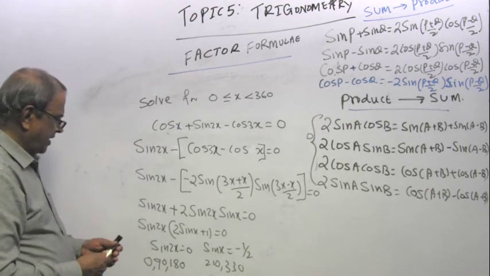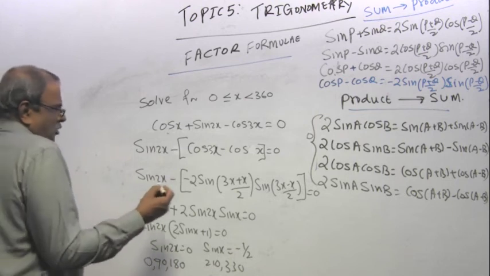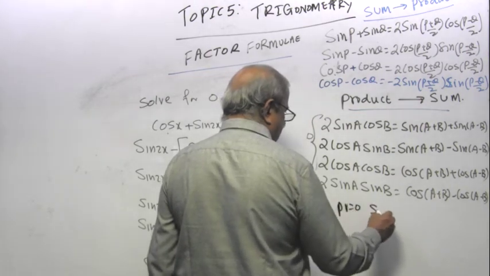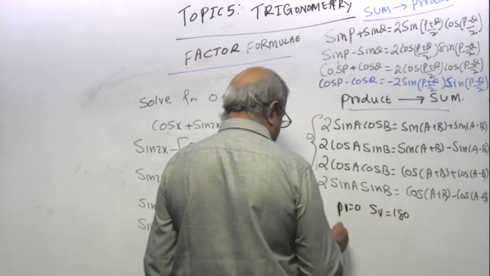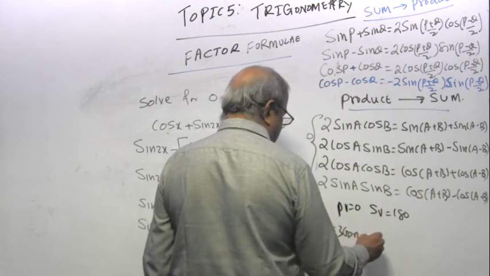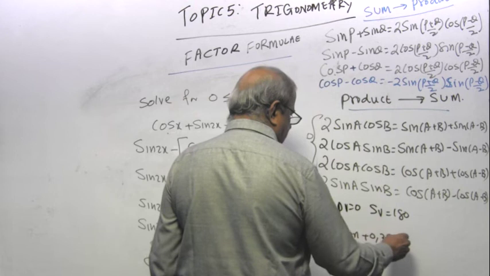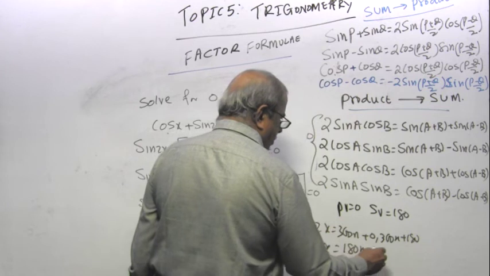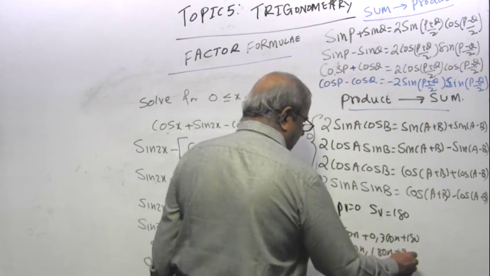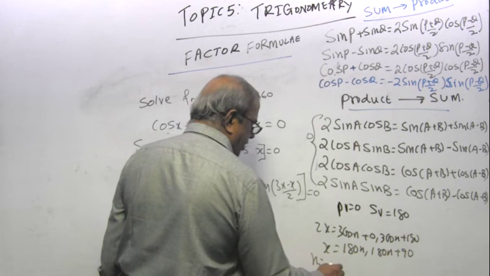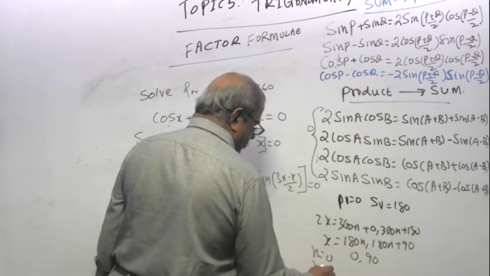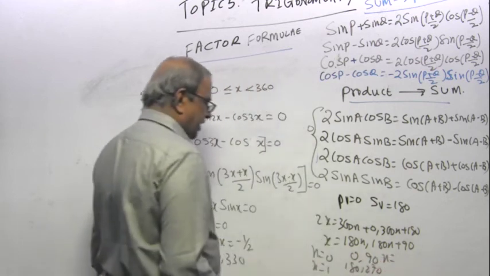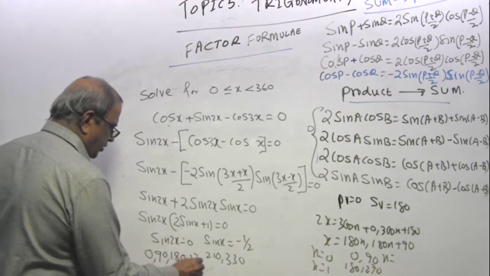But is that enough? Have I missed something? I don't draw the 2x graph and do it, so I will go by my previous method. PV is 0, SV is 180. So 2x equal to 360n plus 0, 360n plus 180. So x equal to 180n, 180n plus 90. You see I'm missing one. N is 0, I get 0 and 90. N is 1, I get 180 and 270. N is 2, it becomes 360. So there is one more answer, 270.